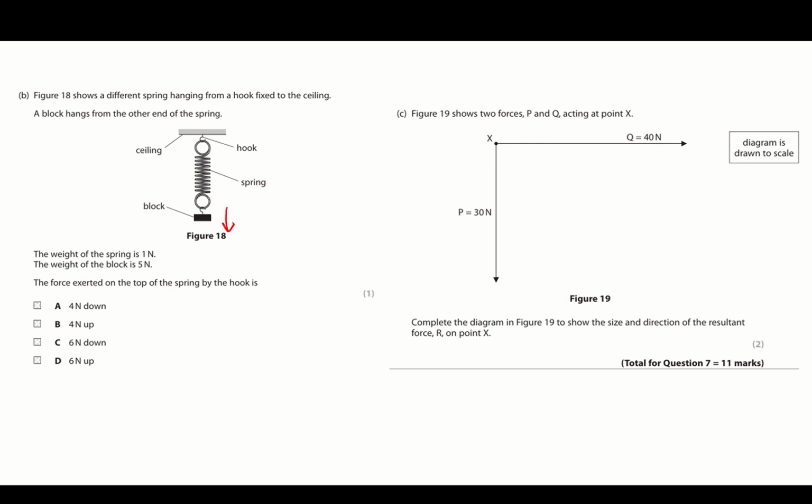and it says the weight of the spring is 1 Newton. The weight of the block is 5 newtons, so I'll put the 1 Newton there. It says, therefore, the force exerted on the top of the spring is 6 newtons, but up. So it's exerted on the top of the spring. The crucial part is by the hook. So these are pulling this way, and the hook must be pulling up 6 newtons. And if this isn't moving, those forces are now balanced.